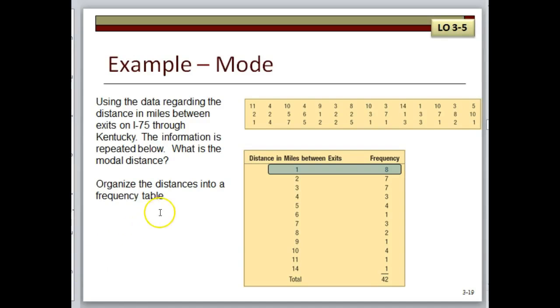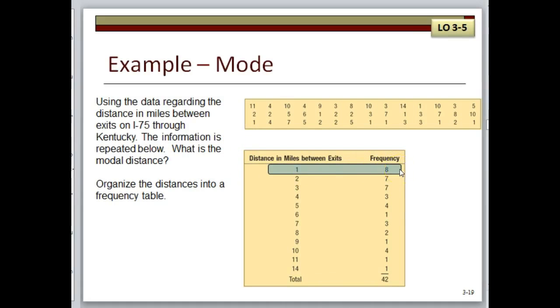Here we have an example of mode using the data regarding the distance in miles between the exits on I-75 through Kentucky. The information is repeated below. What is the modal distance? Organize the distances into a frequency table. So once you've organized it into a frequency table, and if they gave us a smaller set of values, you might not have to create a frequency table, but for larger sets, it is easier.